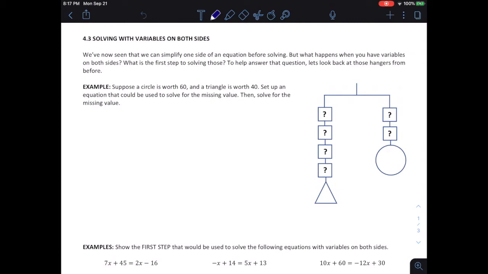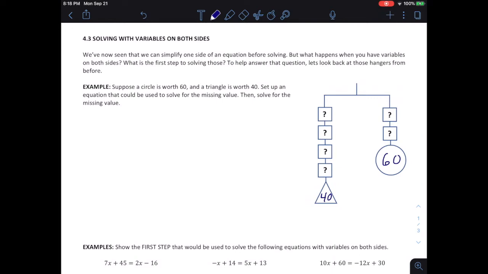Okay, so we're going to start by looking at one of those hangers or mobiles again. And the first one, it says, suppose a circle is worth 60. So I'm going to write 60 in the circle. And a triangle is 40. Set up an equation that could be used to solve for the missing value, then solve for the missing value.